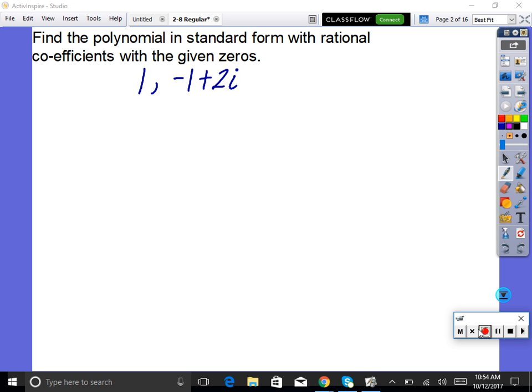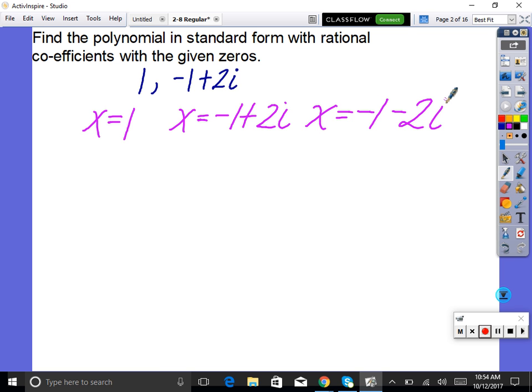Go through it. A few of you are right. So x equals 1, and x equals -1 plus 2i. What else is a solution? Make sure you don't make the tragic mistake of forgetting that conjugate only means change the sign in between. So now we're going to work backwards using algebra.